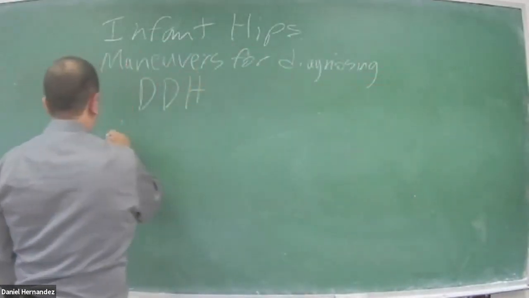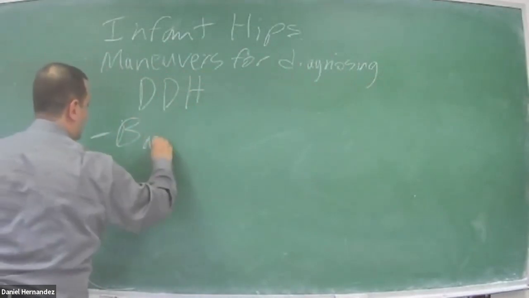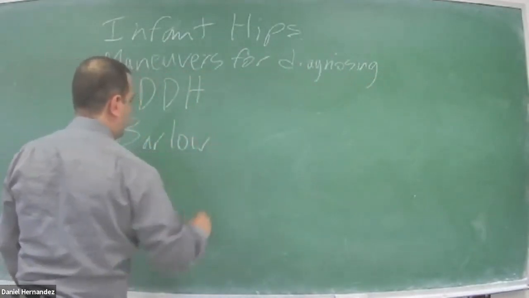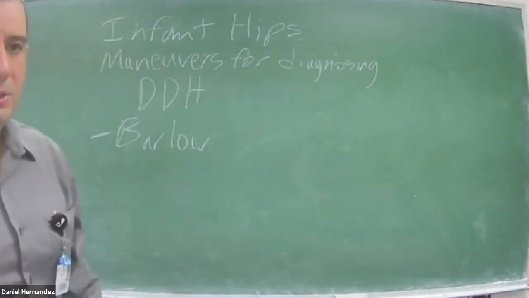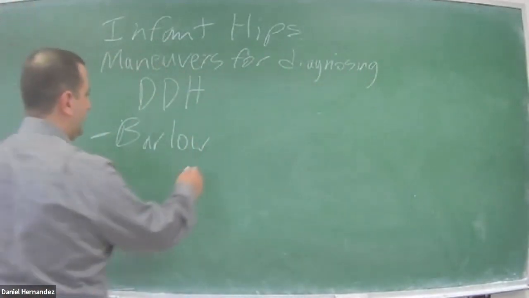CDH versus Barlow. So Barlow maneuver determines if hip can dislocate.